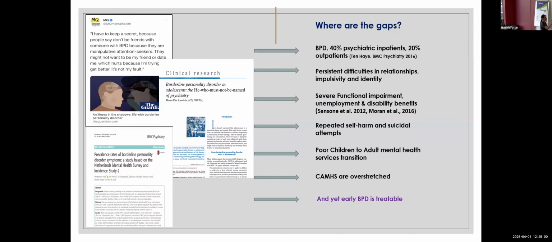But again, clinically, I think the focus tends to be late, and it tends to focus on crisis and self-harm, and that then perpetuates the cycle of negative health seeking and iatrogenic harm. What we also know is that young people who meet criteria for personality disorders have very poor transition from CAMHS to adult services. And we also know that CAMHS are overstretched. And yet there is evidence that BPD is treatable.